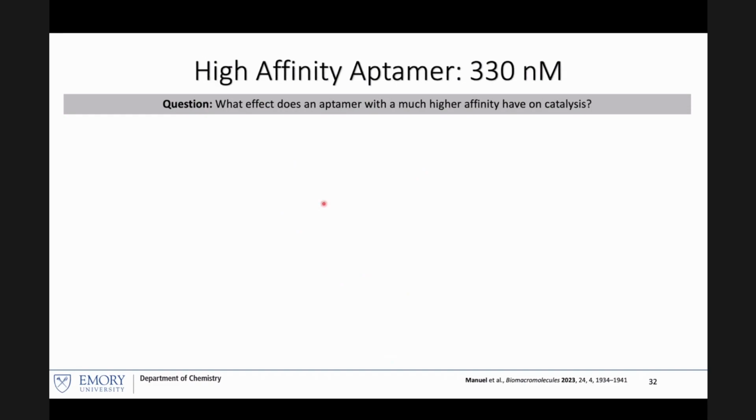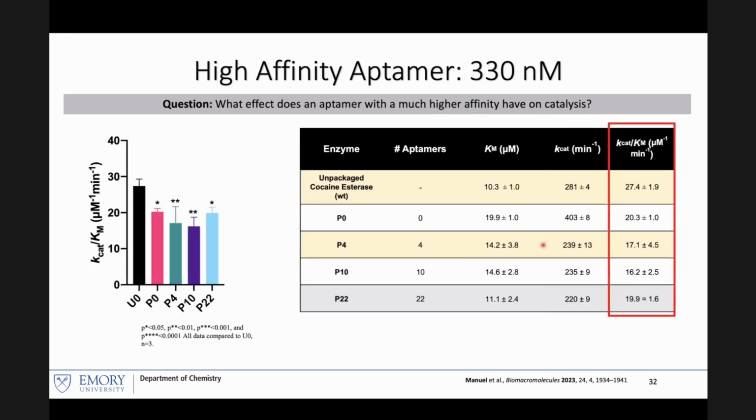And then lastly, we want to know, well, what effect does an aptamer with a much higher affinity have on catalysis? And what we saw is that we got no change really to our Kcat or Km, and actually we got a little bit of a decrease, a significant decrease there, which also was not very surprising. If you have a much higher affinity aptamer, the enzyme will never be able to access that cocaine.